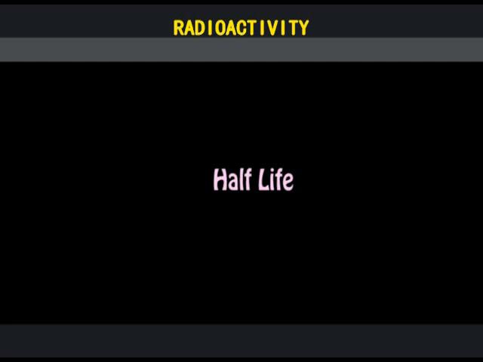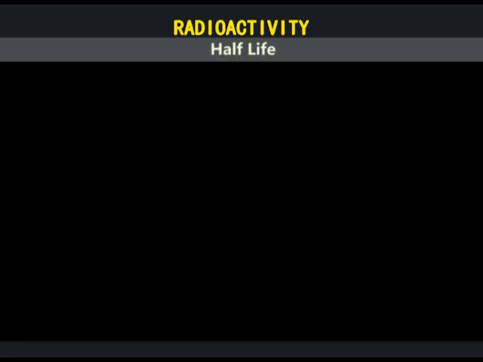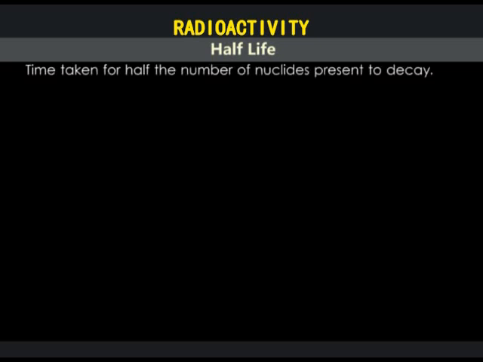Half-life. The rate of decay of any radioactive material depends on the number of nuclides present. The time taken for half the number of nuclides initially present in a radioactive sample to decay is called its half-life.